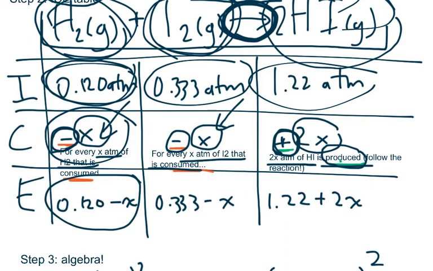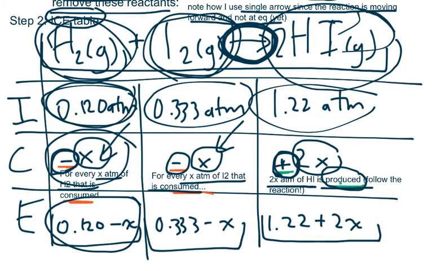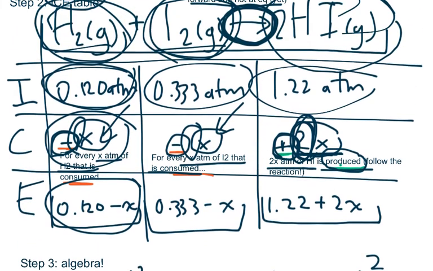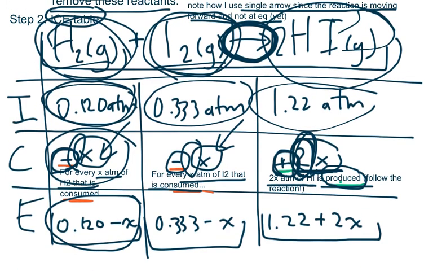So if you combine I and C, you get that the equilibrium pressure for H2 gas is 0.120 minus X. For I2 gas, it's going to be 0.333 minus X. And for HI, it is going to be 1.22 plus 2X. And remember, we have to follow stoichiometry because for every one that is used up for each of these substances, 2 HI are produced. So there are twice as many. So you have to remember that. And we have these three nice equations, and we have to solve for X.